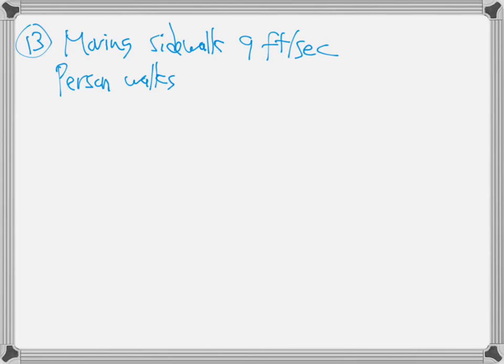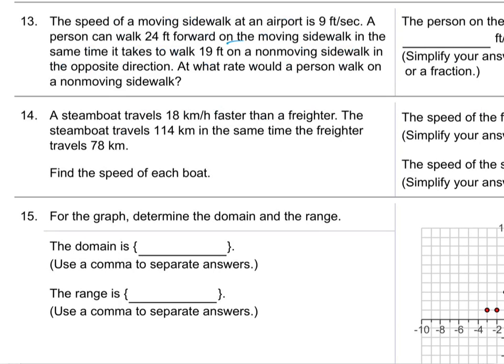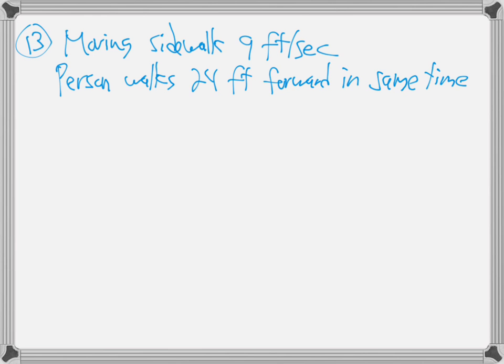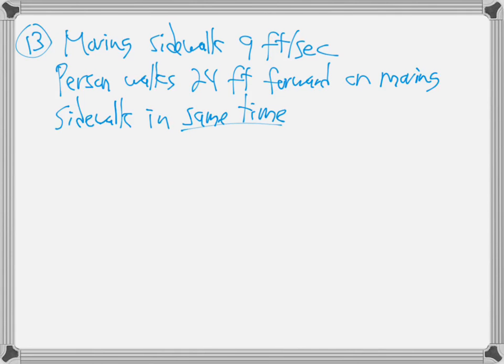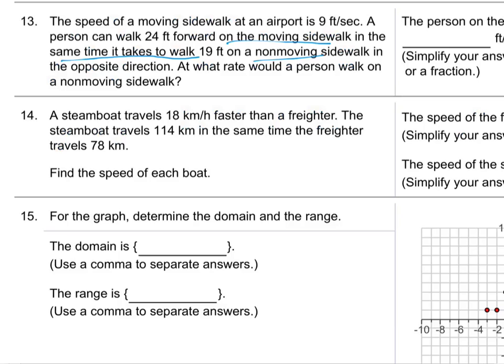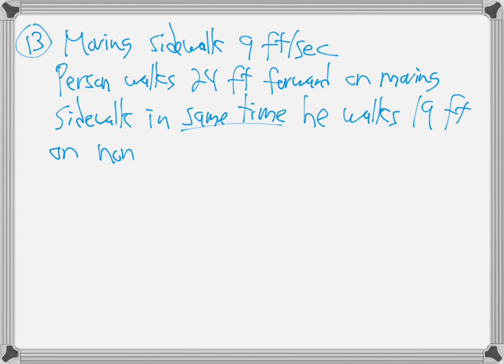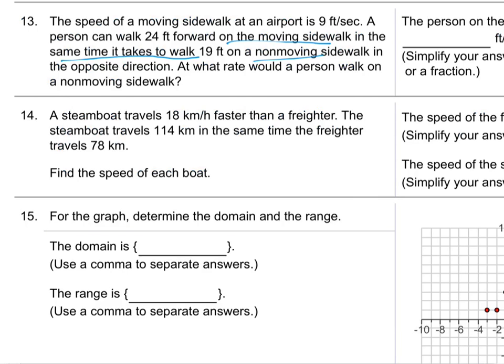Person walks 24 feet forward in the same time. Person walks 24 on the moving sidewalk in the same time as 19 on the non. Forward, I should have said, on the moving sidewalk in the same time. There's same time. You know we're going to set 2 times equal, huh? He walks 19 feet. Was it 19? On non-moving sidewalk. At what rate would the person walking on the moving sidewalk?